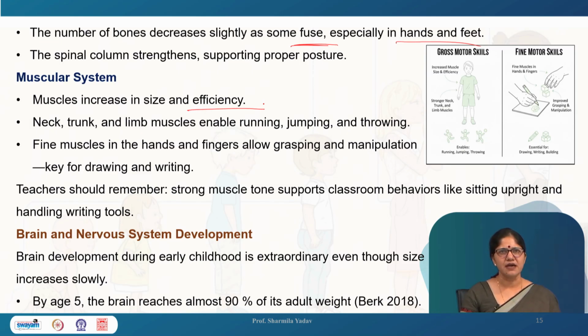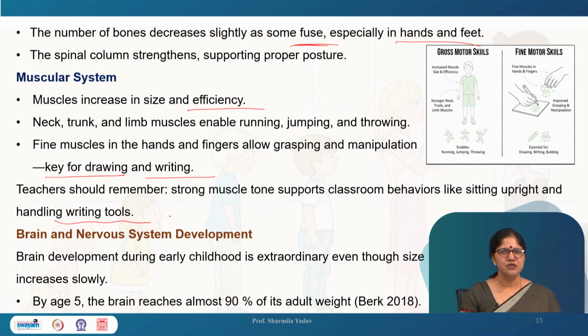Fine muscles in the hands and fingers allow grasping and manipulation, and these are very important for drawing and writing. Teachers should remember strong muscle tone supports classroom behaviors like sitting upright and handling the writing tools, pencils, pens and crayons. Brain and nervous system development.